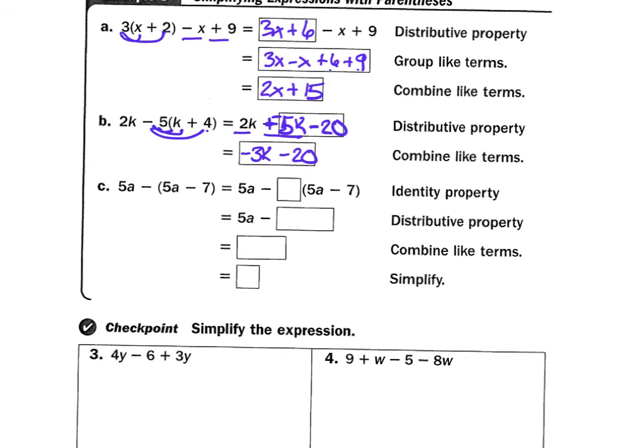On the next one, we have to distribute this negative sign through, okay? So we have 5a minus, we're going to take -1 times everything in there, okay? So 5a minus, this is going to be 5a, a negative becomes plus 7. Okay, so if we combine our like terms, we get 0. 5a minus 5a is 0 plus 7. And simplify, you get 7.